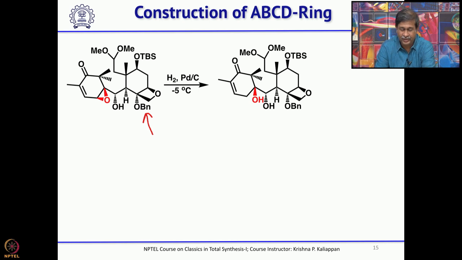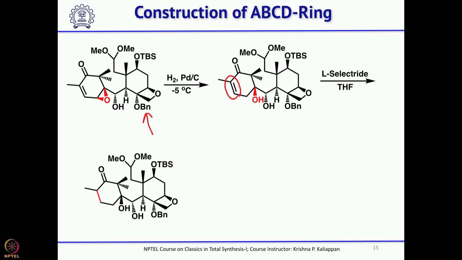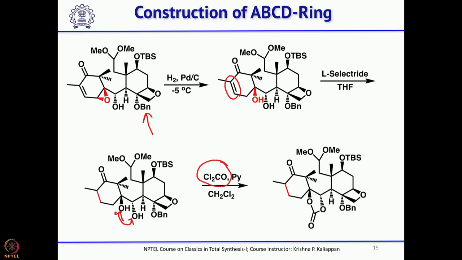Now once you have these two hydroxyl groups, just reduce the enone with L-selectride. Then you protect this 1,2-diol with phosgene to get the corresponding cyclic carbonate. The southern hemisphere of Taxol is now fully functionalized.